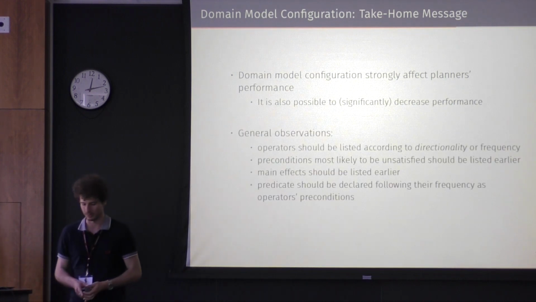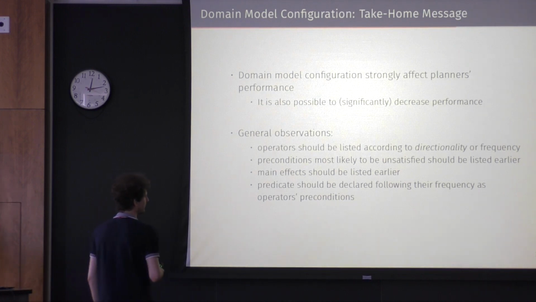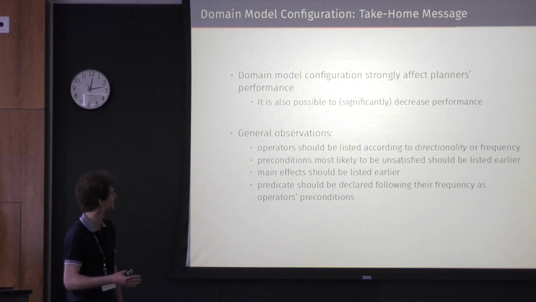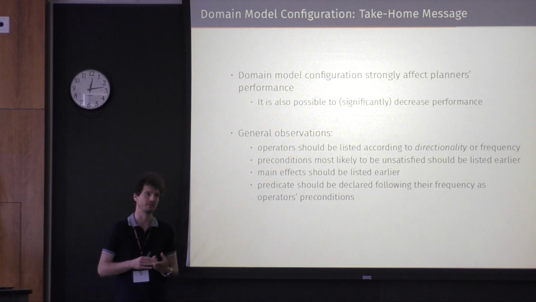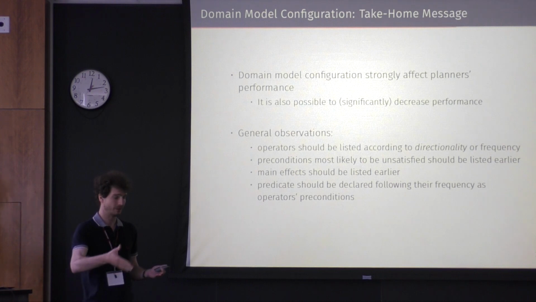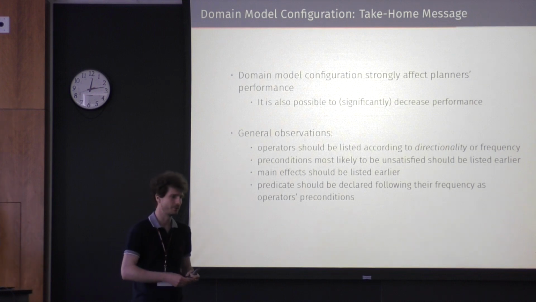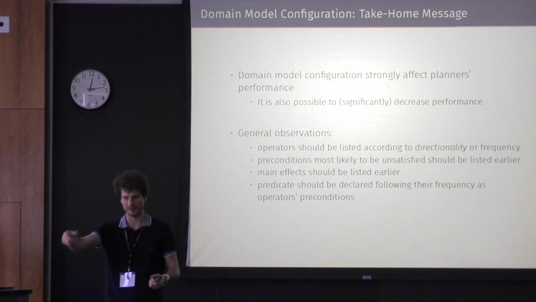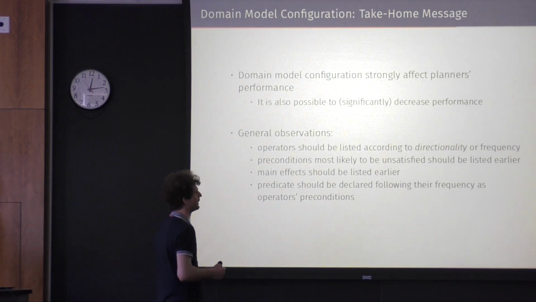And as general observations that we were able to synthesize from the analysis, we observe that operators are the aspect, as I said before, which have the strongest impact on the performance, and they should be listed according to two aspects. One is directionality, which means in domains in which there is a clear sequence, there is a clear way in which the action should be used. So if you're speaking about the depots domain, you have to load something before unloading it, and usually you have to load something on a truck, drive, and then unload. This directionality should be followed also in the domain model.